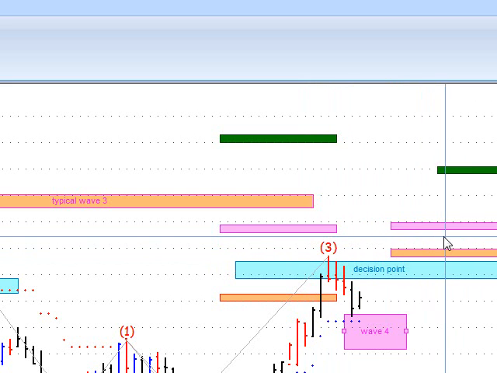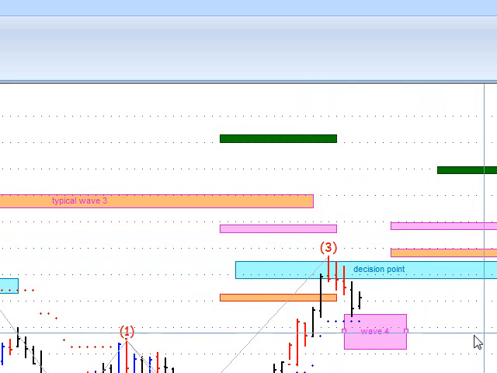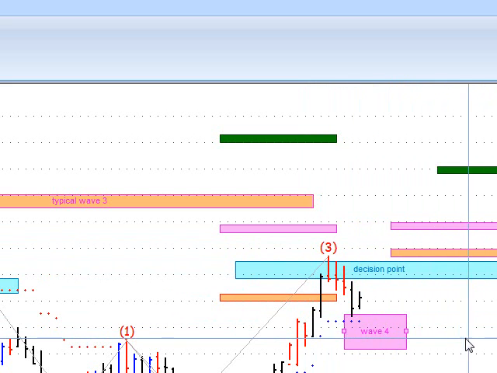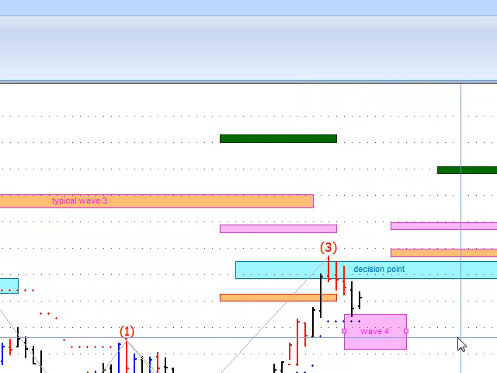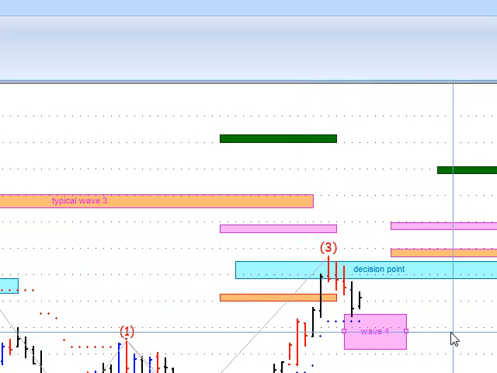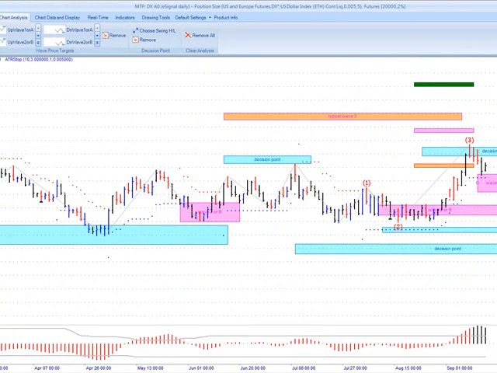Before we then, if we do get up in here, we could expect a correction back to the wave 4 DP. So when that swing is in, we'll be able to project that and see where the correction might come in. Alright, so that's the US dollar.